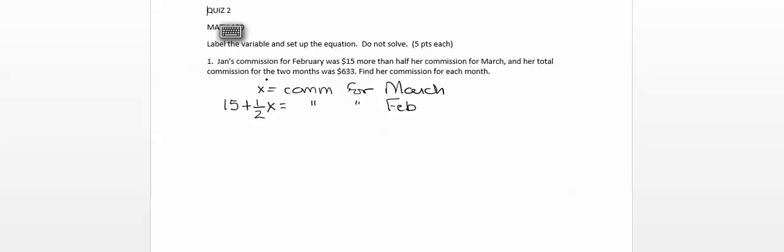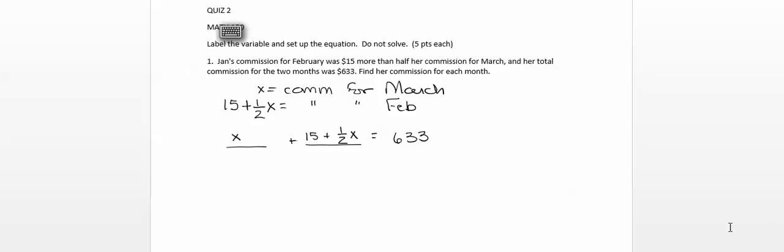Her total commission for the 2 months, so if I add her March plus her February commission, it has to total out to $633. Her commission for March was X. Her commission for February was 15 plus 1/2 X.